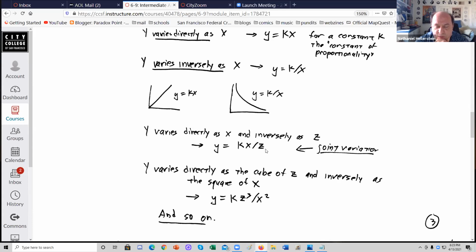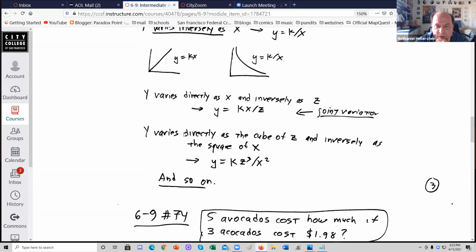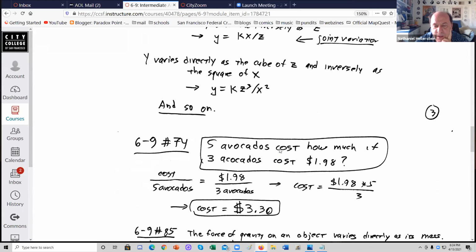y equals kx over z. So this is two variations, this is joint variation. Here we have y varies directly as the cube of z, so kz cubed in the numerator, and inversely as the square of x, so divided by x squared, that's in the denominator. y equals k z cubed over x squared. It's joint variation.